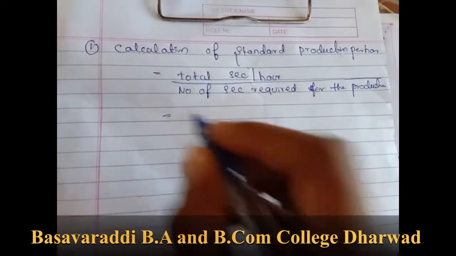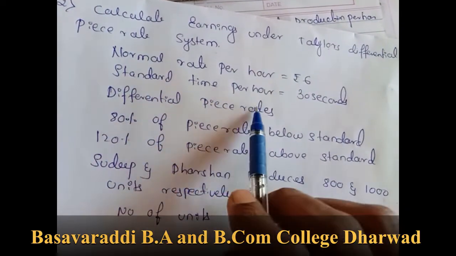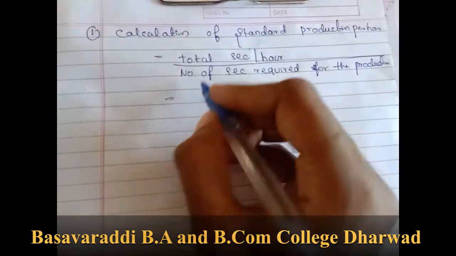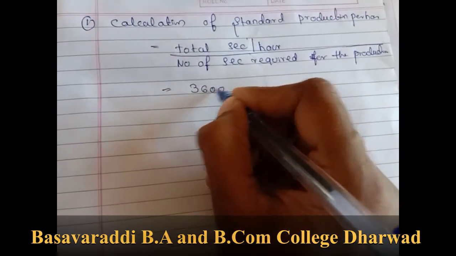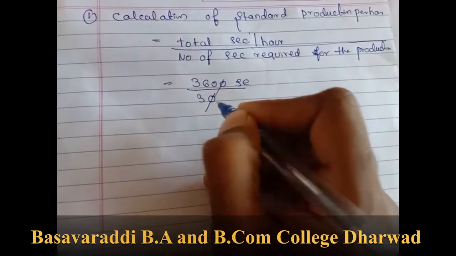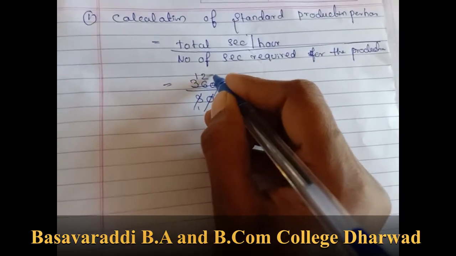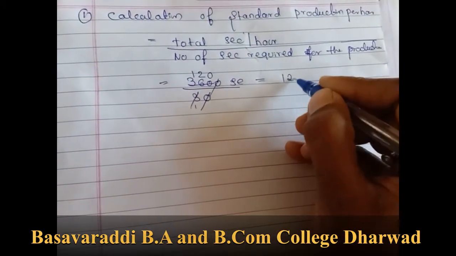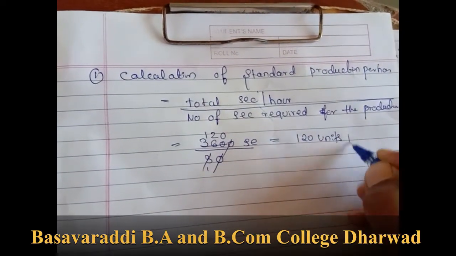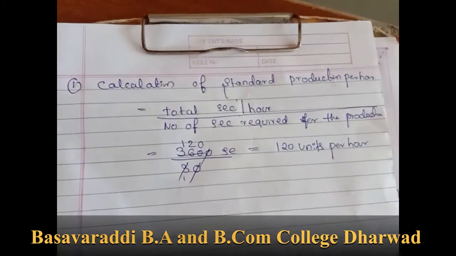Okay, total seconds, because the standard time per hour is given in seconds. We have to consider the seconds. 3600 seconds divided by 30 seconds. 0 gets cancelled. 3 ones are 3, 3 twos are 6, so 120 units per hour. 120 units per hour.